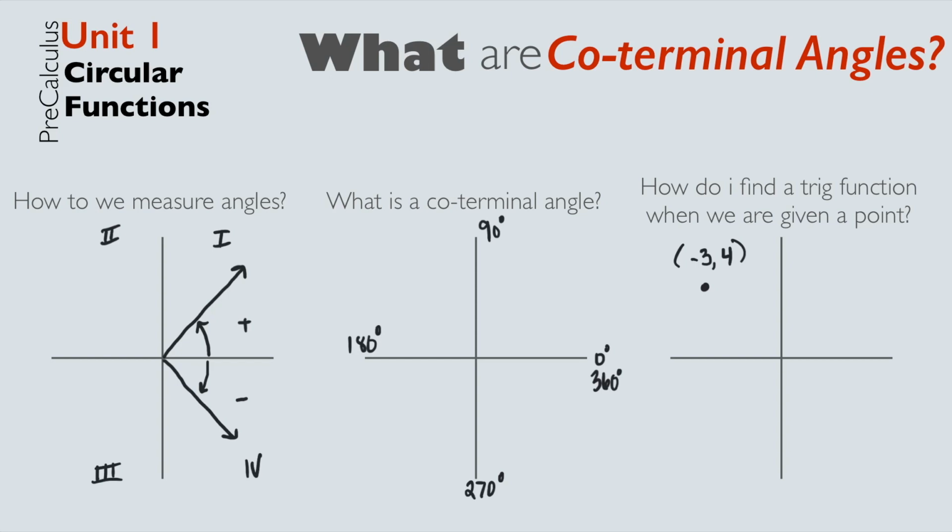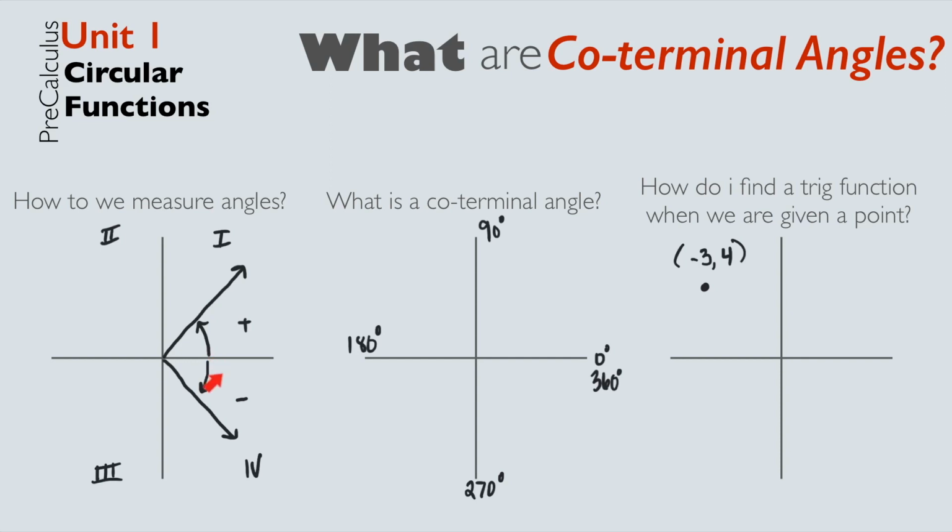Number one, we measure angles when we go around in a counterclockwise fashion like this, like we're normally used to doing. These are positive angles, right? This is the first, second, third, and fourth quadrants. When you go around in order of the quadrants, you get a positive number.